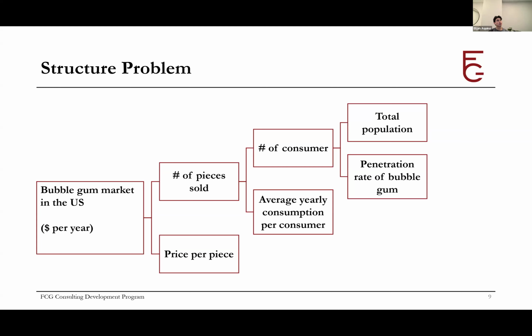However, I think that the number of consumers is unclear. To get to that number, I could start off with the total population and then figure out how many people would actually chew gum overall with the penetration rate. In the later case, you guys are going to be using a replacement rate instead of maybe a penetration rate. But this is just the basic structure that I have here.